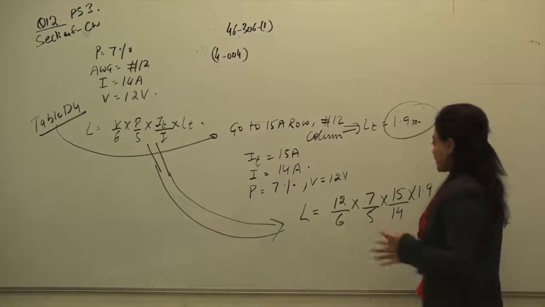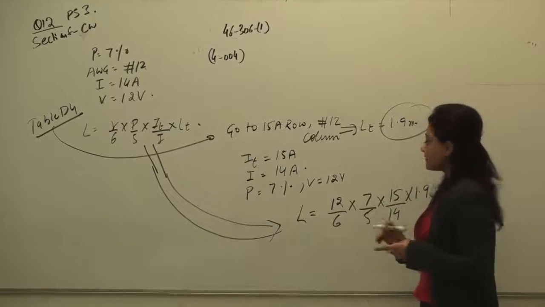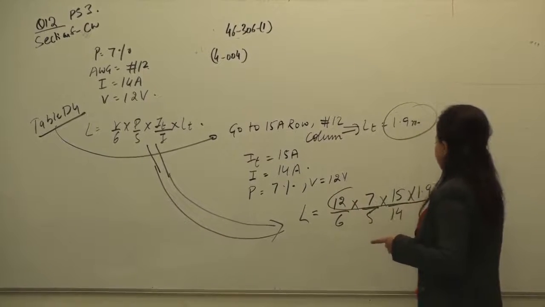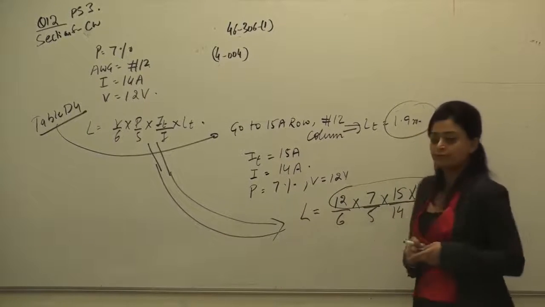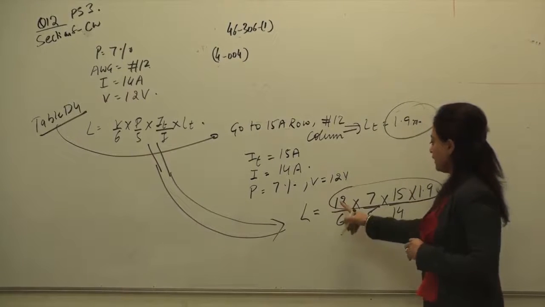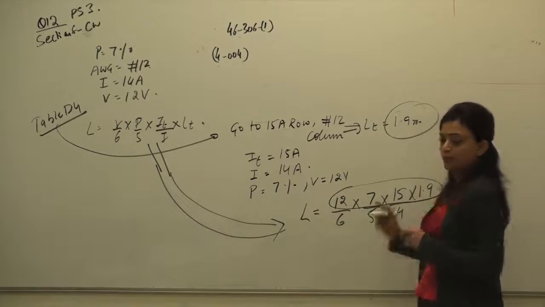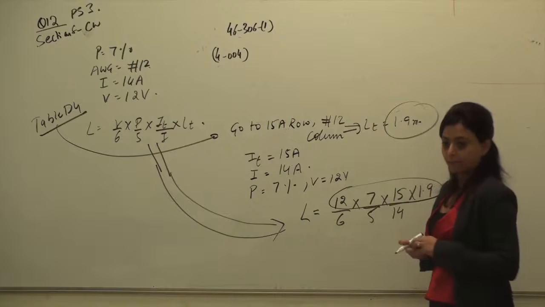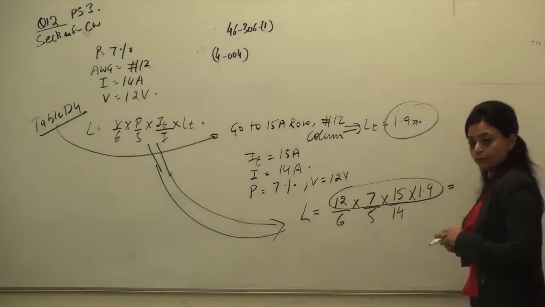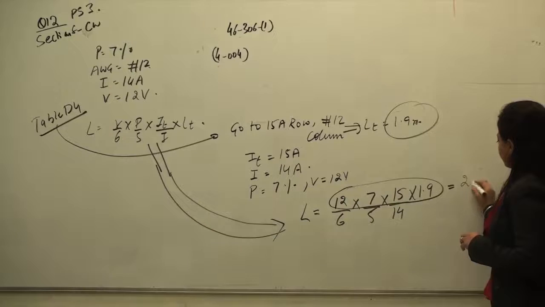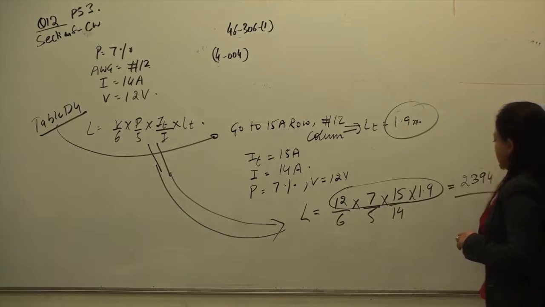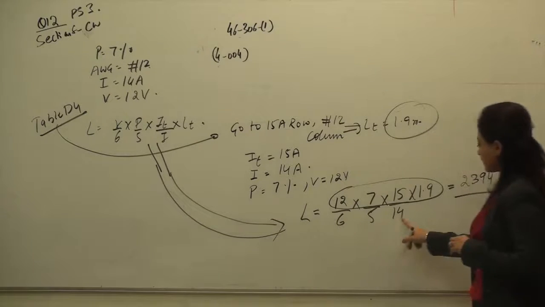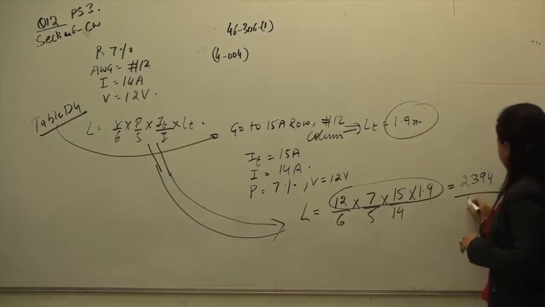So how do you do math with a bunch of numbers? Make your life easy. Multiply all the top numbers and give me one answer first. So David, go ahead and multiply 12, 7, 15 and 1.9. Give me one answer. 2,394. And multiply the bottom numbers. 6 times 5 is 30. 30 times 14, 420 I think.